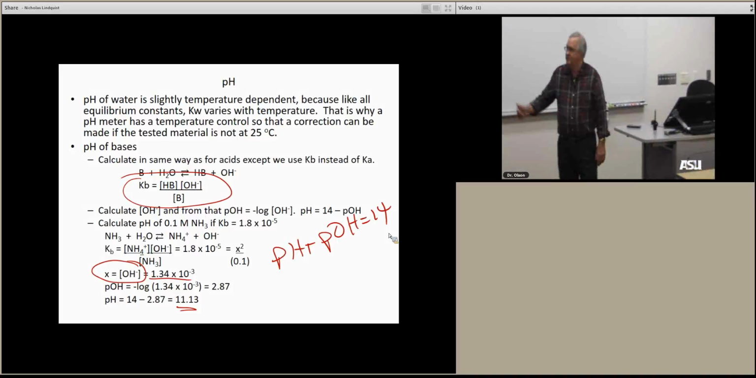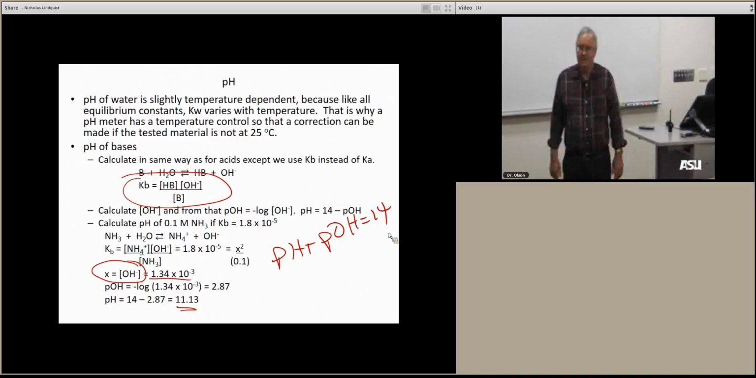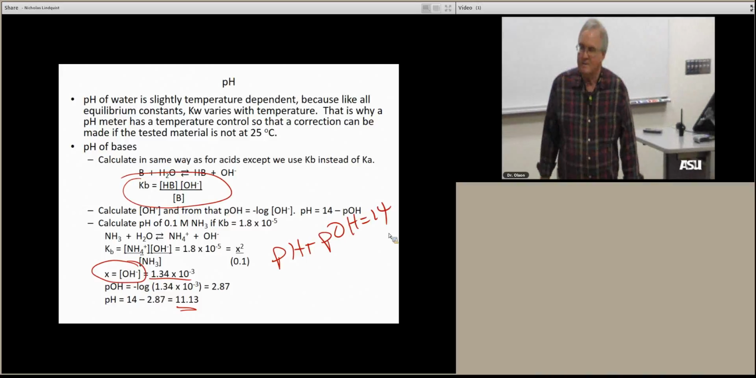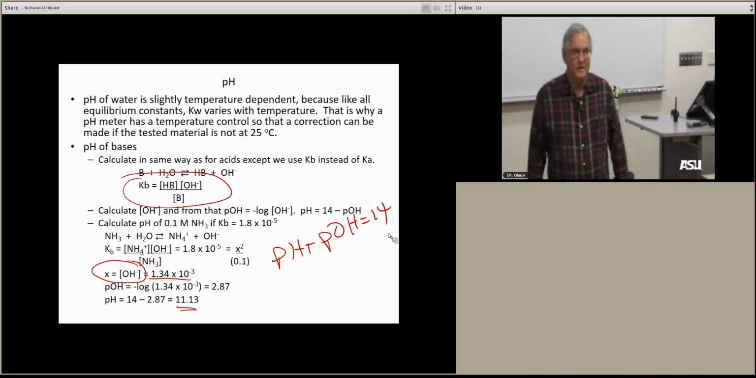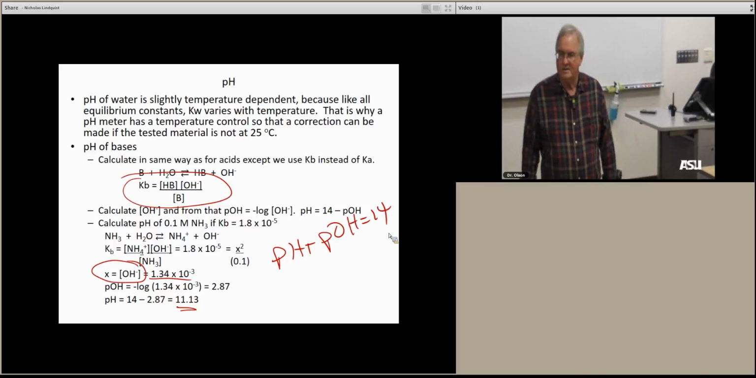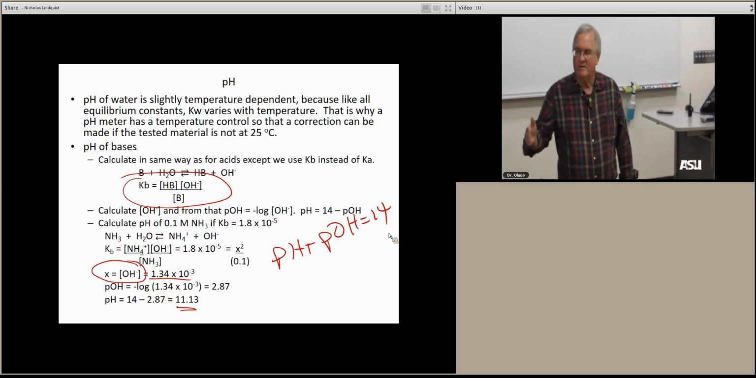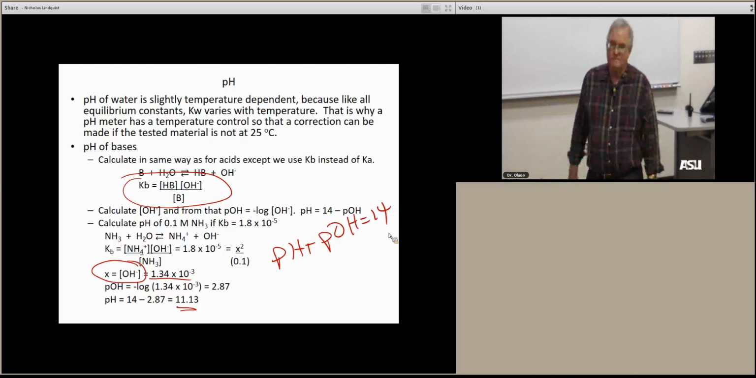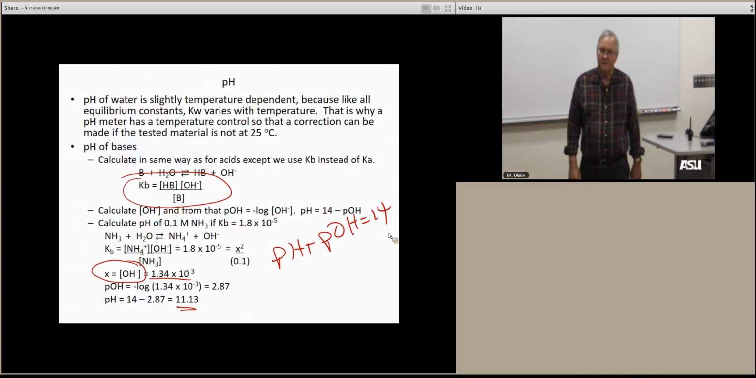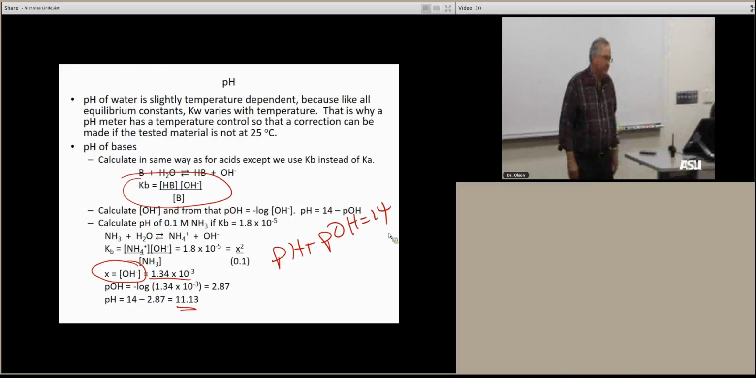Would this 0.1 molar solution of ammonia be considered a hazardous waste under RCRA? Remember the definition under RCRA of hazardous waste: pH greater than or equal to 12.5. 11 isn't greater than or equal to 12.5, so it wouldn't be a hazardous waste under RCRA.